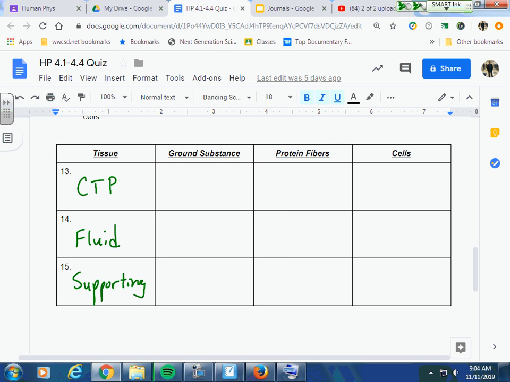Okay. The ground substance. For CTP, it's kind of syrupy. In fluid connective tissue, it's watery. And supporting, it's dense. Is that what I said for that? Just dense.